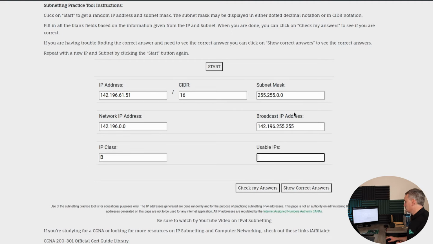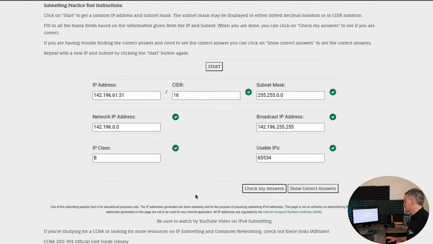The total number of usable IP addresses with a 16-bit, 32 minus 16, is going to be 16. So 2 to the power of 16 minus 2 is our equation, which is going to give us 65,534. Now, once you've entered all this information, there's a button here that says check my answers. So you can check that, and everything here checks out. We get a green check mark next to everything.